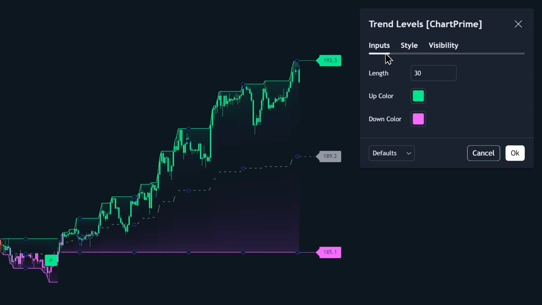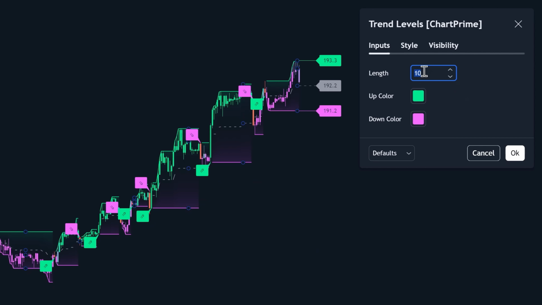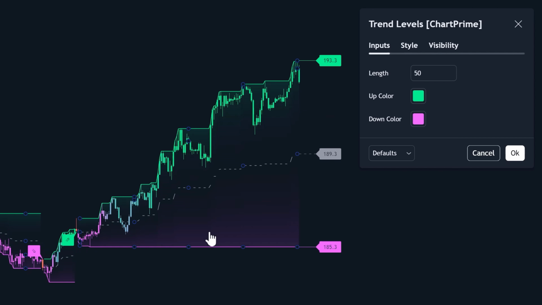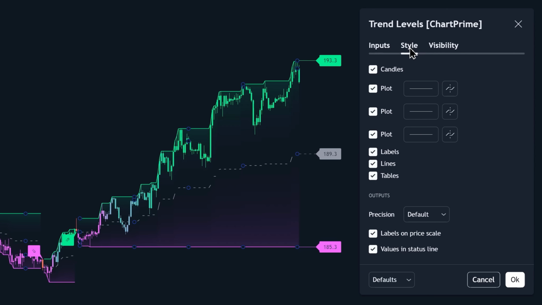As you can see here, we can change the length, which specifies the look-back period used to calculate the highest and lowest values, which then determine the trend levels. And then here we can change the up and down colors, and then the style tab allows you to disable any of these options. After you've made your changes, click OK.